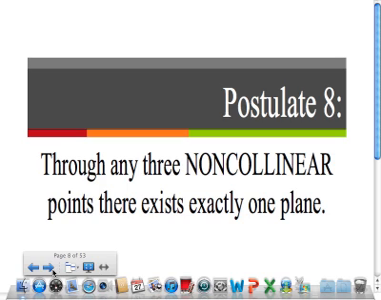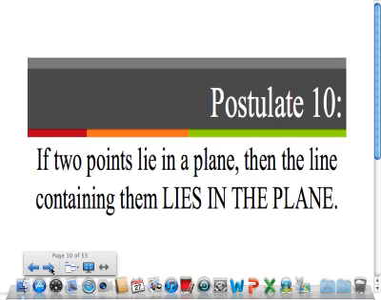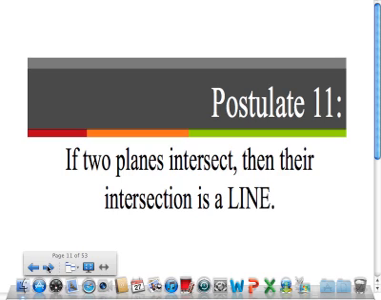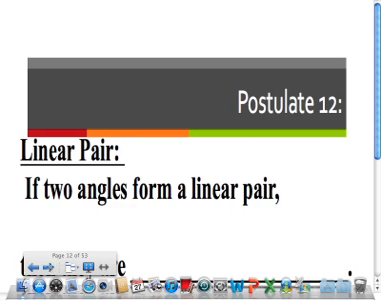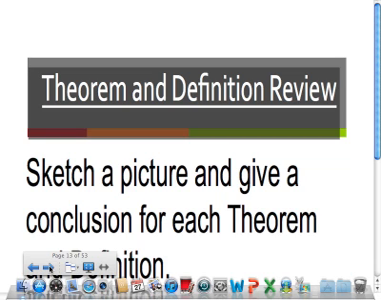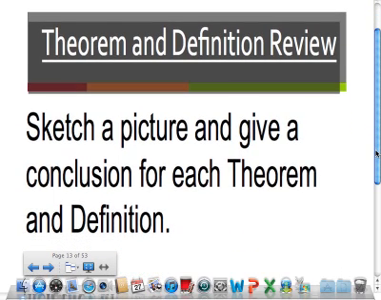Through any 3 non-collinear points, there exists exactly 1 plane. Again, nothing new. If 2 points lie in a plane, then the line containing them also lies in the plane. If 2 planes intersect, their intersection is a line. A linear pair are 2 angles that are supplementary. That's actually the linear pair postulate, which we haven't formally introduced yet. But a linear pair is very simply 2 angles that form a line. The technical definition is that they are 2 adjacent angles with non-common sides being a set of opposite rays.